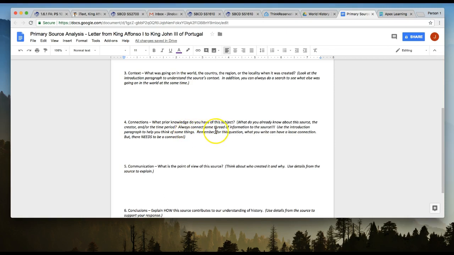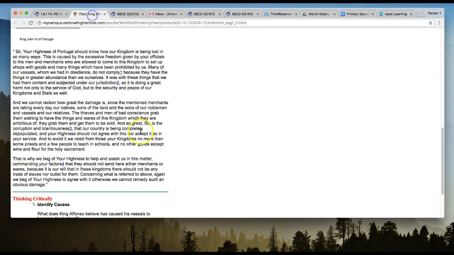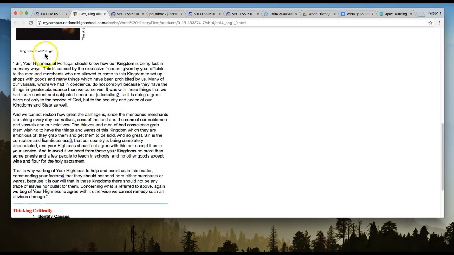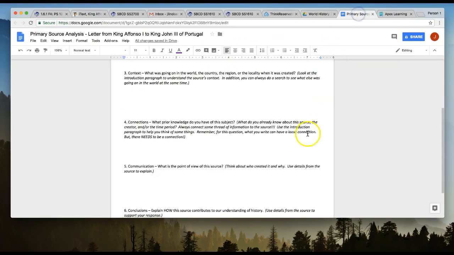Now, here I said always connect some thread of information to the source. You can tell me any kind of connection as long as you are able to explain the connection to the source. Now, I know it might sound silly, but if you think that Twinkies have something to do with King Affonso's letter, tell me what that connection means to you. Now, that's a silly example, but all I'm saying is that if you have a connection that reminds you of something that King Affonso was trying to write about, trying to convey and get King John III to understand, then tell me what that is.